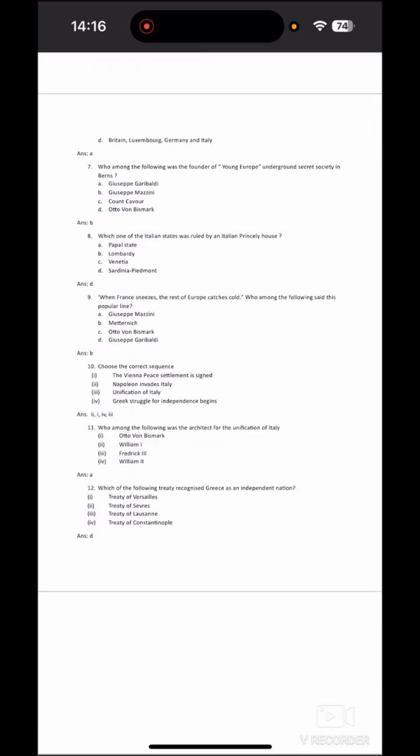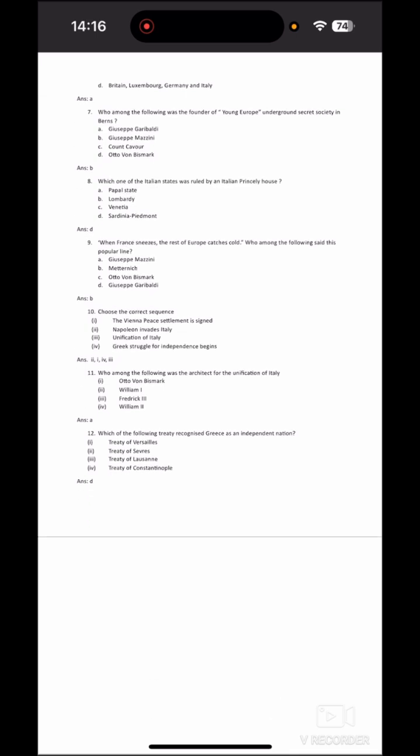Question number 8. Which one of the Italian states was ruled by an Italian princely house? So you have to name the Italian state that was ruled by an Italian princely house. Papal State, Lombardy-Venetia, Sardinia-Piedmont. So the correct option is D, Sardinia-Piedmont.